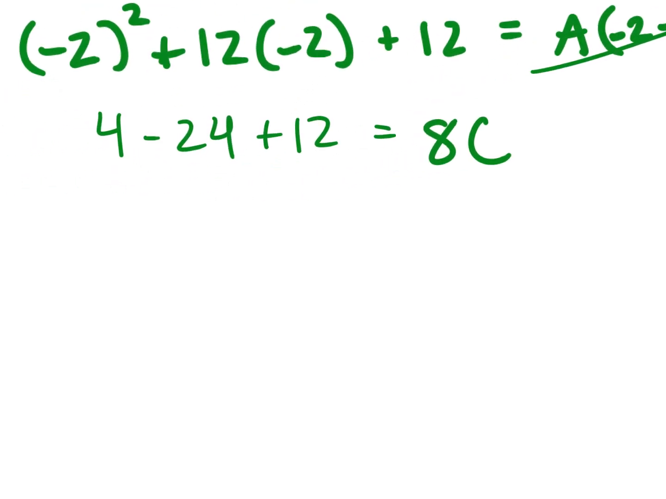Then on our left side, we have negative 4 minus 24 would be negative 20. And negative 20 plus 12? Negative 8 is equal to 8c. What do we do next? Divide by 8. So what does c equal? Negative 1.